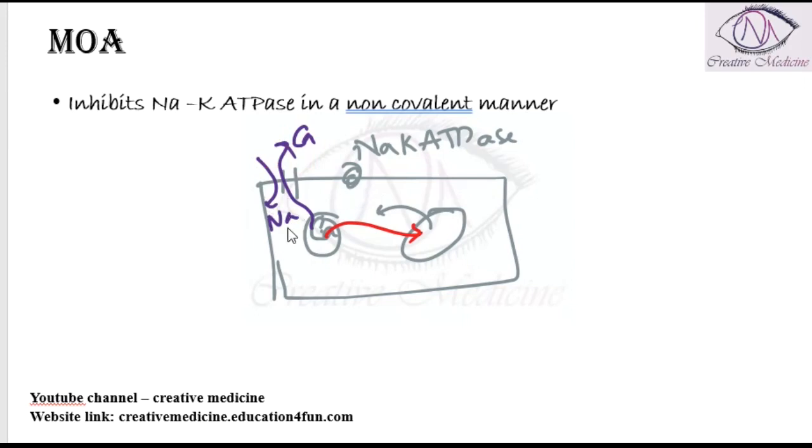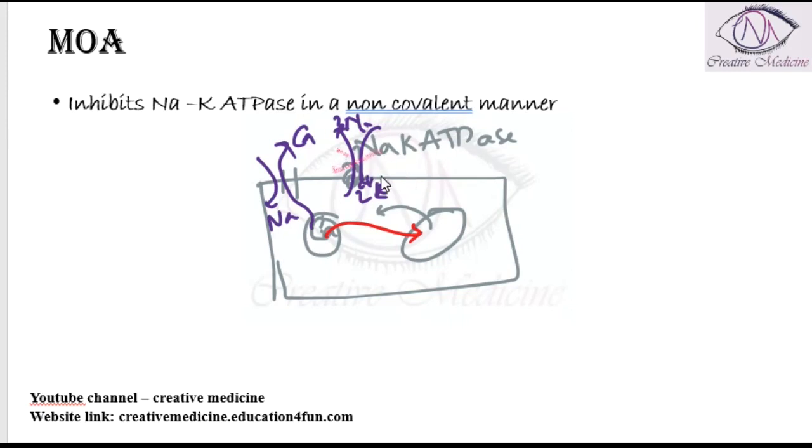Now this sodium enters into the cell. This entered sodium should not be there in the cell, it should go out. So the sodium goes out and the potassium comes in, 3 sodium for 2 potassium, by the sodium potassium ATPase pump. So now what does digoxin do?